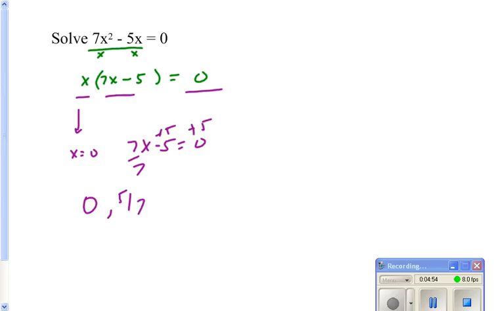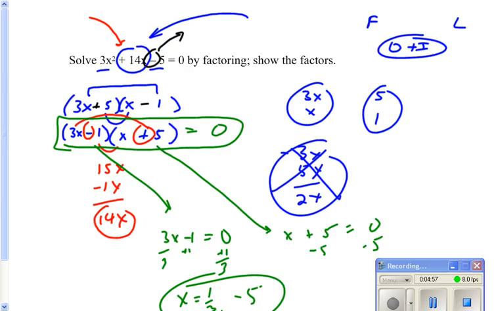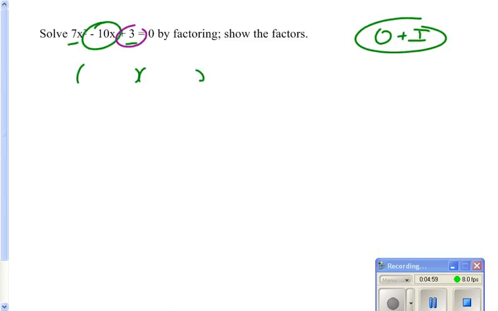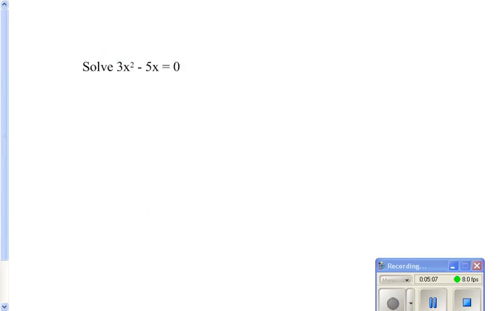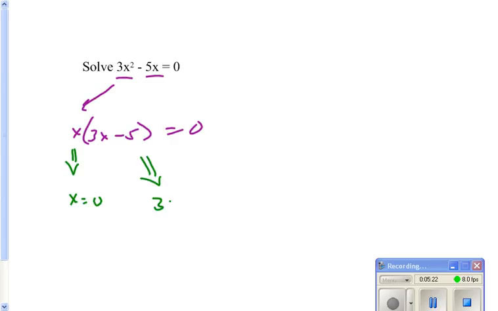Again, notice this one didn't have an x, so I can't factor an x out of everything on that one. But this one, every term had an x, so I could factor out an x. Once again, every term has an x, so we can factor out an x. And the only way to multiply and get 0 is if one of your factors is 0.